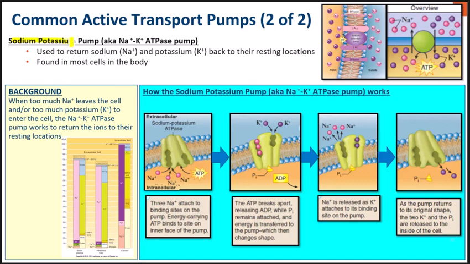Another common active transport pump is the sodium-potassium pump, or the Na+/K+ ATPase pump. And this, just like with calcium, is designed to pump solutes to where they originally were, or against their concentration gradient. So we're looking specifically at potassium and sodium. And this type of pump is found in most cells in the body.